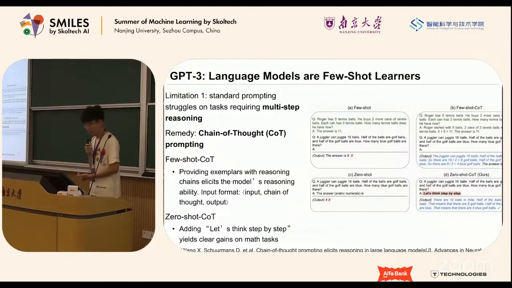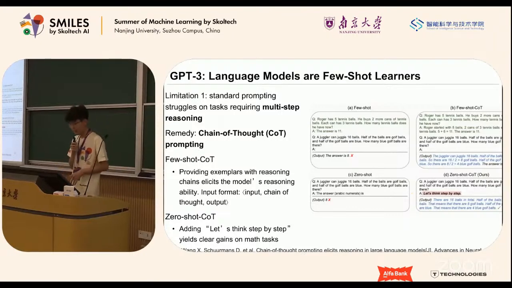Despite the capabilities of GPT-3, standard prompting struggles on tasks which require multi-step reasoning, such as math, logic, or code. To address this, chain-of-thought, or CoT, prompting was proposed, providing prompts which require the model to perform step-by-step reasoning chains. We can elicit the model's reasoning ability. Furthermore, this paper also shows that simply adding a prefix such as let's think step by step in a zero-shot setting, we will get clear gains on many downstream reasoning tasks, such as mathematical or logical reasoning tasks, on the right.